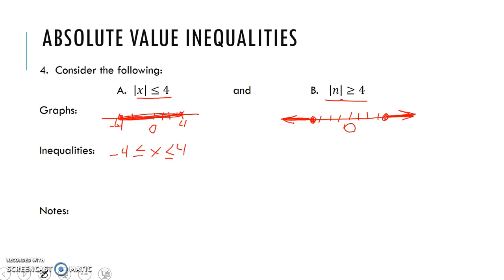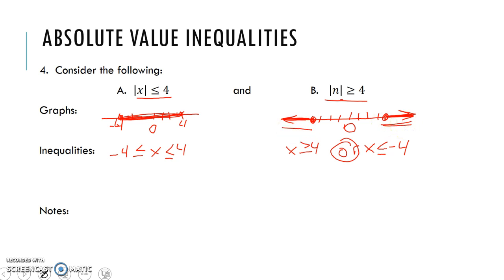So this is a lot different of a graph. This is going to look something like this. This is going to be x is greater than or equal to 4. That's this part here. Or it could be that x is less than or equal to negative 4. So here we have a conjunction that's an or. It could be in this part of the graph or this part of the graph.